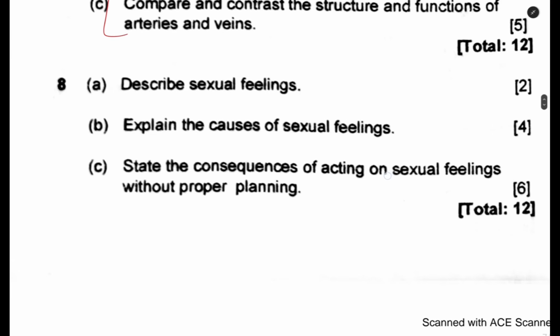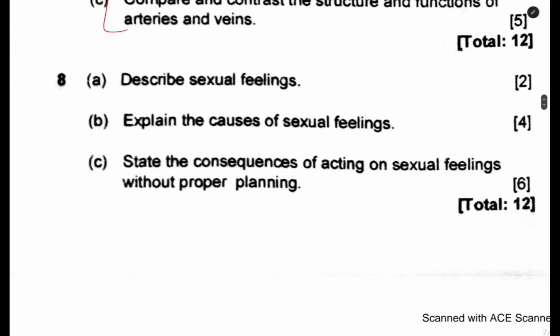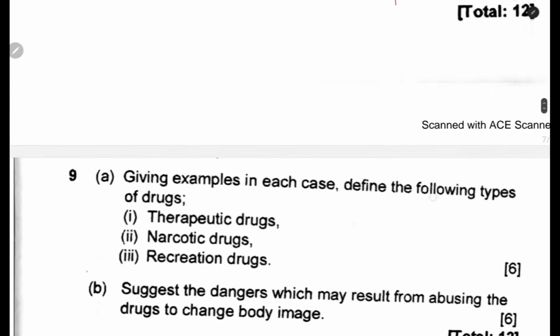Then question 8, describe the sexual feeling. Explain the cause of sexual feeling. That is B. State the consequences of acting on sexual feeling without proper planning. So even this part, you need to know it.